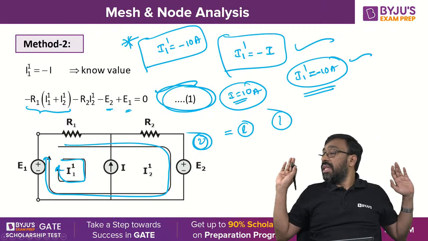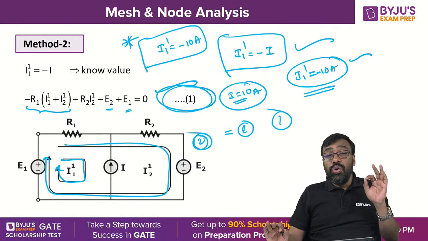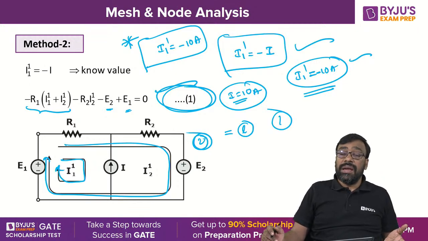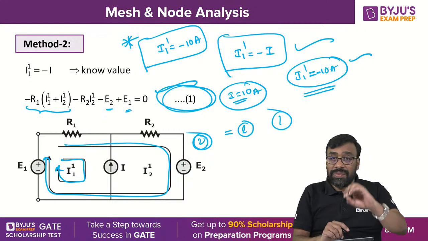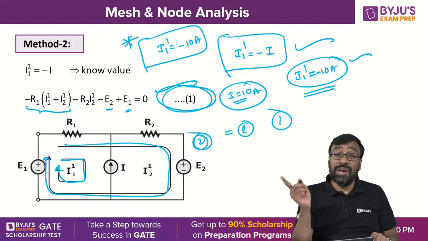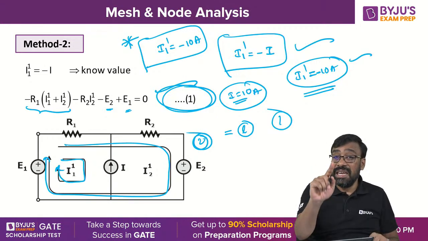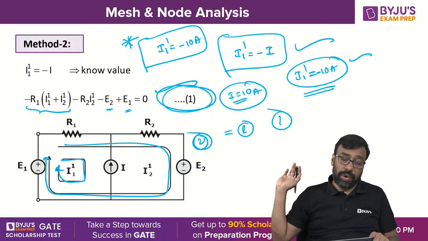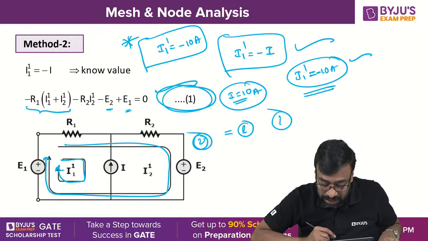That is the advantage with this particular method. Select the loops in a clever manner. What is a clever manner, sir? The first loop current should pass through only the current source. That value is known. The second loop current must be chosen in such a way that it does not contain any current source. So that one equation is enough to solve the problem. You understand, okay? I will show you some examples, then you will understand clearly, okay?